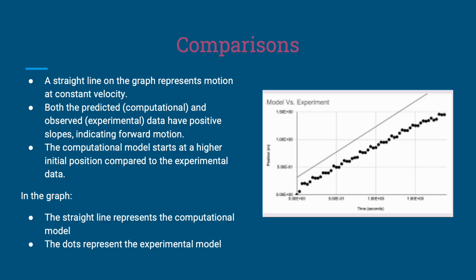When comparing the graphs from Tracker and GlowScript, both showed straight lines with positive slopes, confirming constant velocity of motion. The main difference was in the starting position. The computational model began slightly higher than the experimental data. This reflects small differences in setup and measurement, but not in the overall trend.